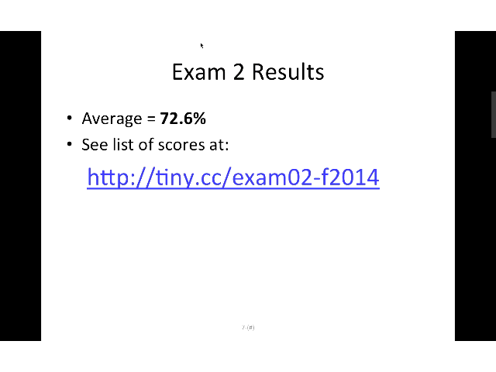Okay, Exam 2 results. The average on the exam was 72.6%. You can see the list of scores. This is the only place you'll see it. The list of scores, you can download the Excel sheet that has all the scores in it at http://tiny.cc/exam02-F2014. I'll pause for a minute.